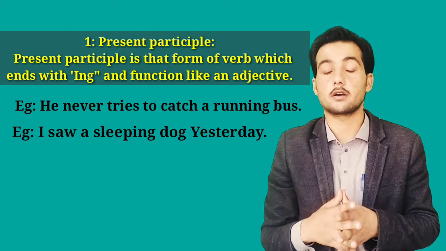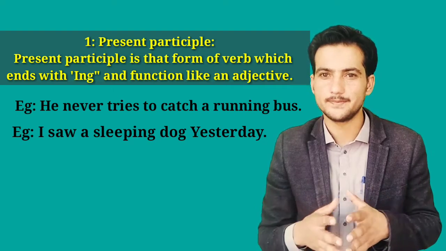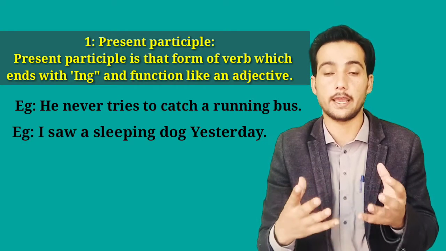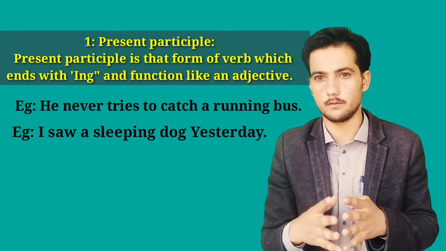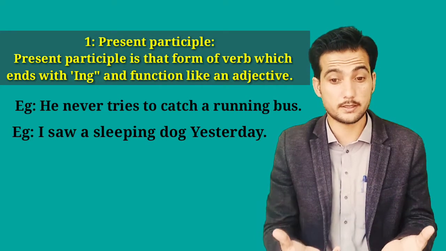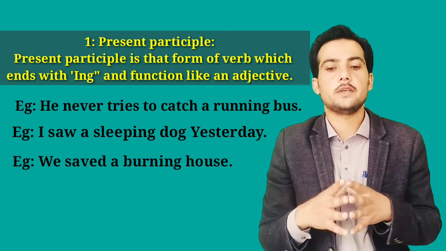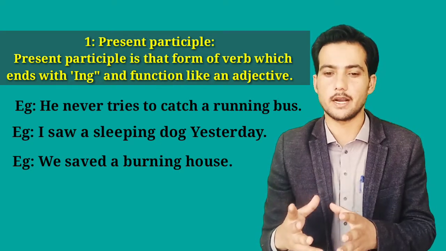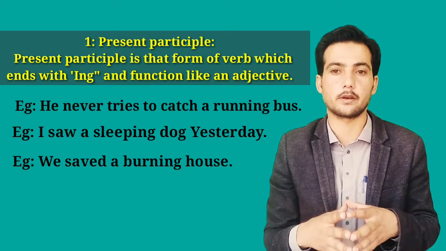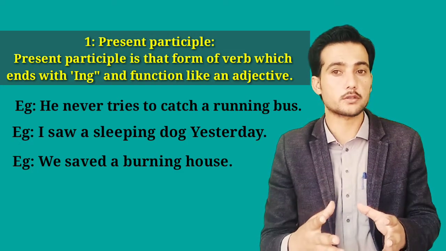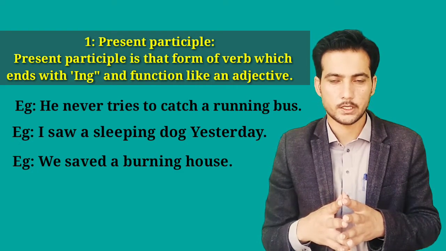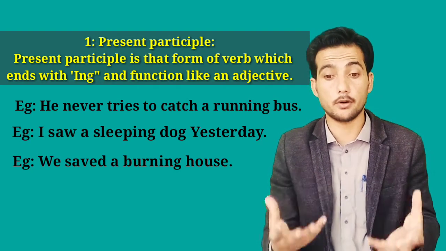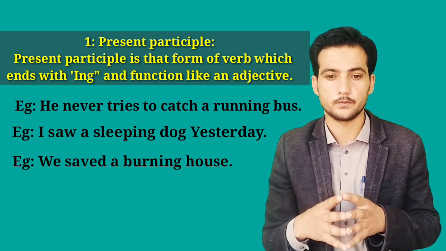I saw a sleeping dog yesterday. I saw which sort of dog? So you can see that sleeping here is used as a present participle, and here it is an adjective because it describes the dog. The sleeping dog. Okay, we saved a burning house. We saved what sort of house? The burning house. So again, burning is a present participle, and here it is used like an adjective because it describes the house. As usually the adjective describes a noun, similarly here burning is also describing the house.